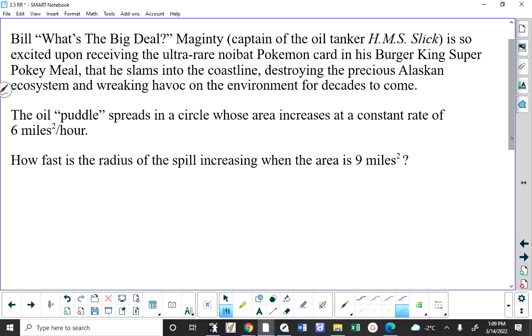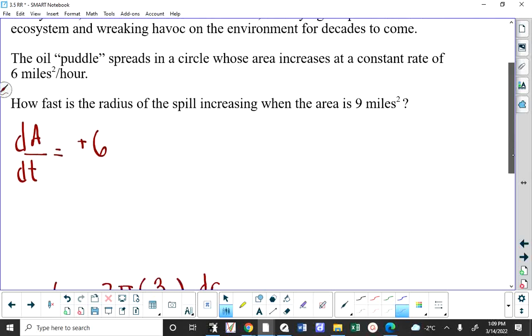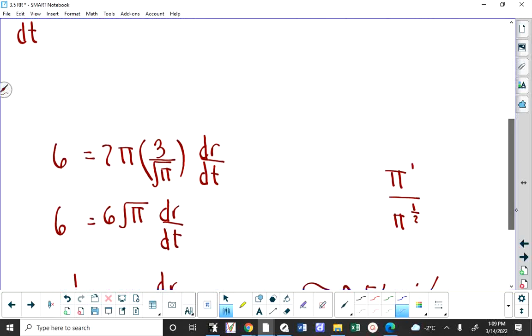So if we make a list showing what we know. It says dA/dt is 6 square miles per hour. And I really believe that these steps, these 3 steps, are required. We're also asked to determine how fast the radius is increasing.